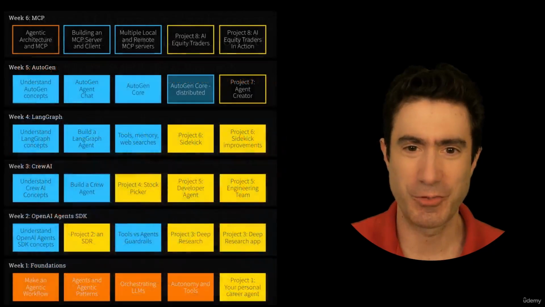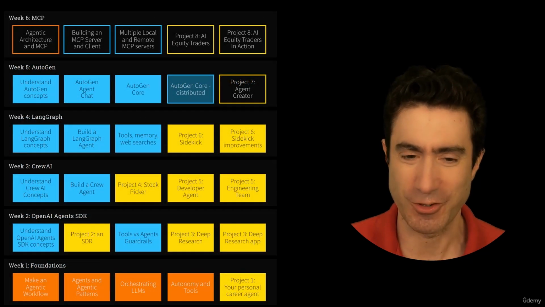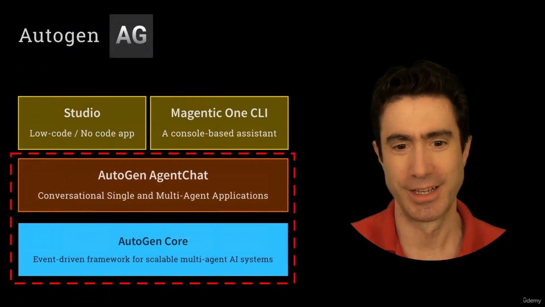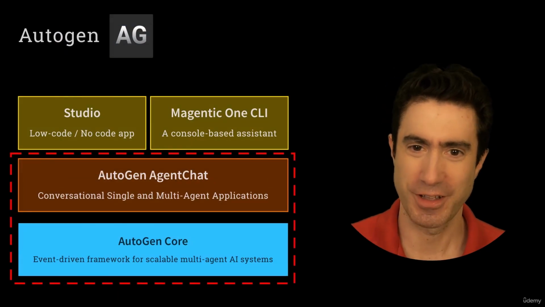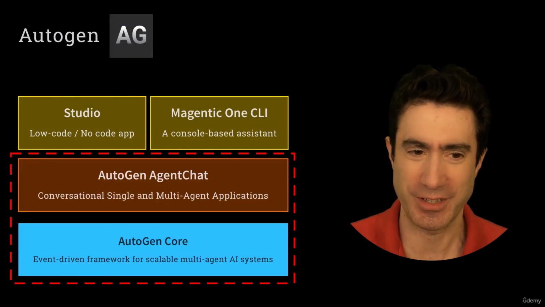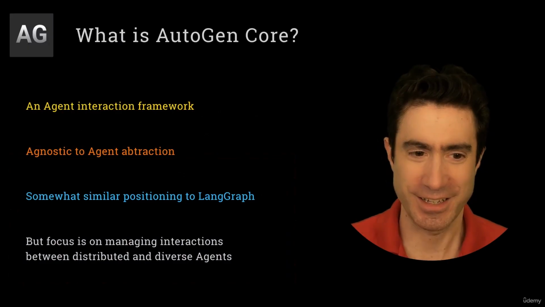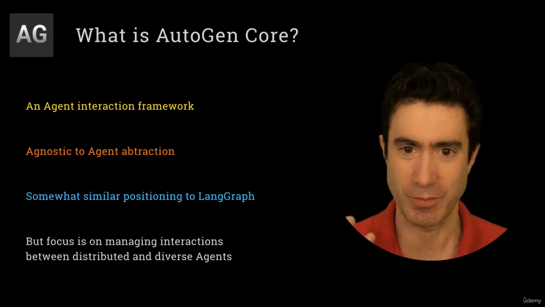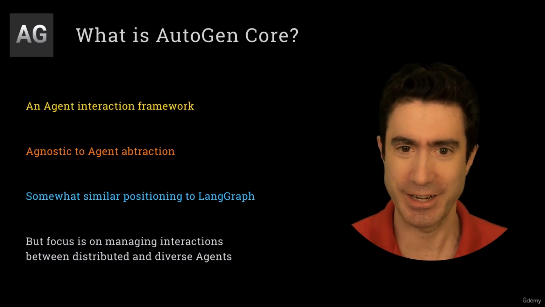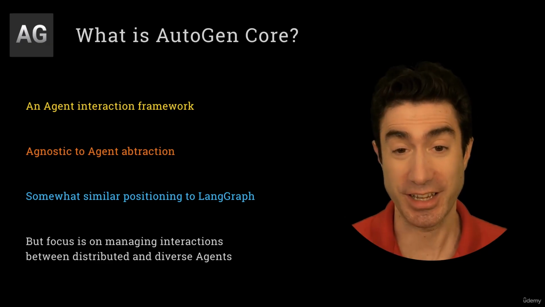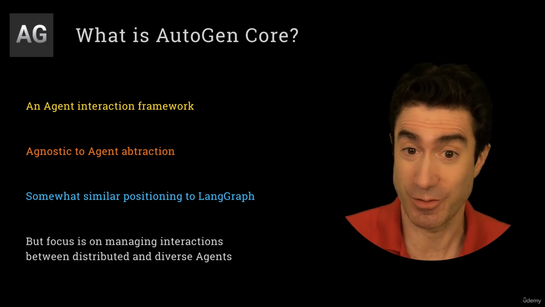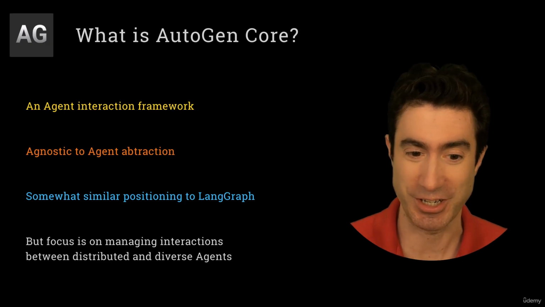And welcome to week 5, day 4. We're going to talk more about AutoGen Core. You remember AutoGen Core, the fundamental, the bottom layer of the stack for AutoGen, and it's an interaction framework. It's responsible for worrying about how agents play together. It doesn't care about how the agents are implemented, although it works well with agent chat.